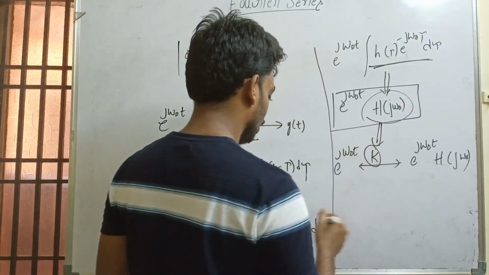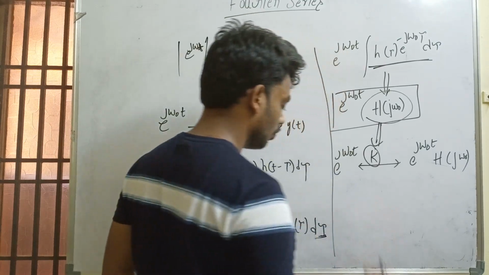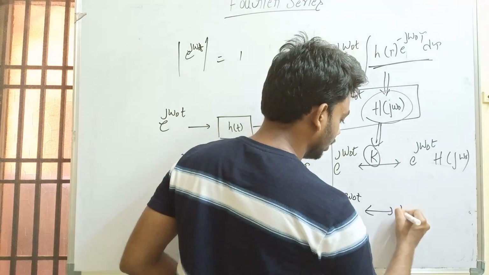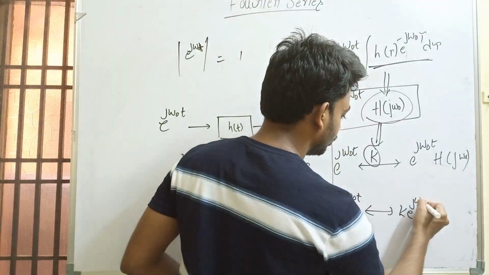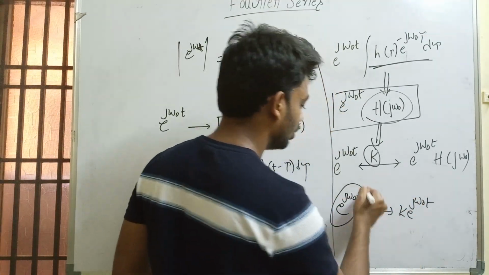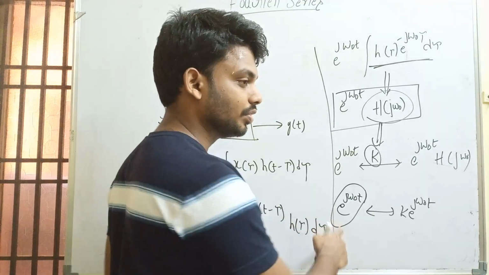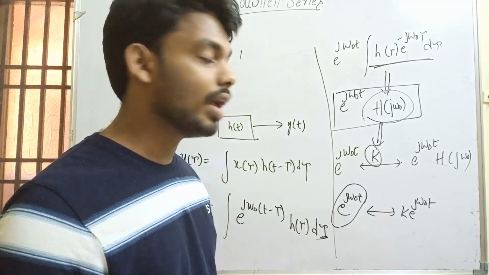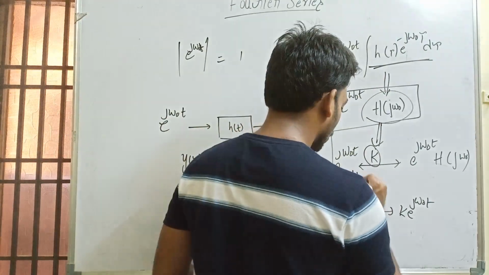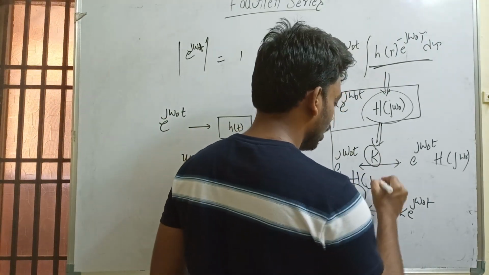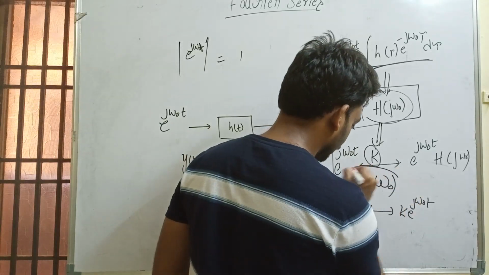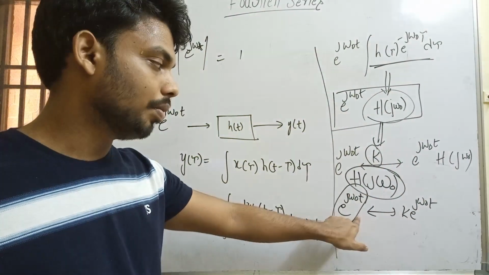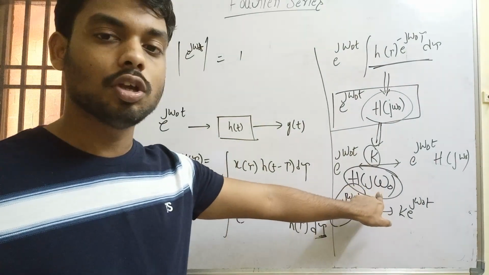So if the input is e power j omega naught t, the output is some constant times e power j omega naught t. So can we call e power j omega naught t an eigenfunction of the system? Of course, yes. What is the eigenvalue? The eigenvalue is H of j omega at that particular frequency omega naught. This is the eigenvalue. The eigenfunction is e power j omega naught t, and the eigenvalue is H of j omega naught.